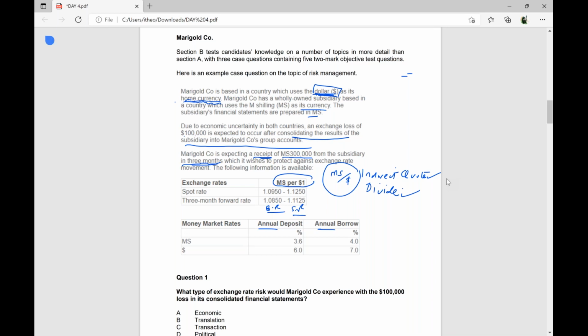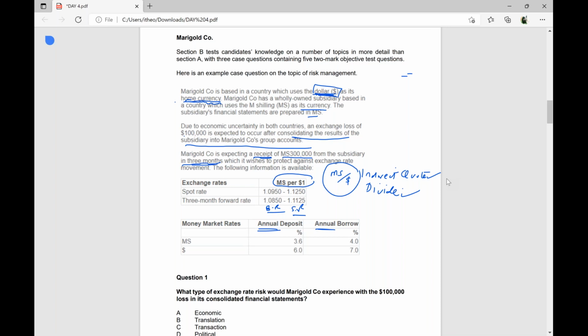And then the borrowing and deposit rates are given. Borrowing rates are given in shillings and deposit rates are also given in shillings. The dollar rates of borrowing and deposit are also given, but the important thing is that these are annual rates. Always remember, this is the only information which a currency risk question can provide you.